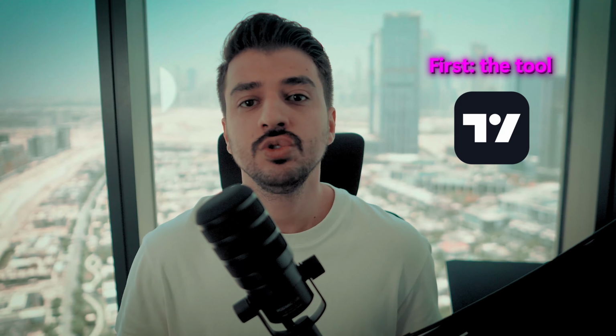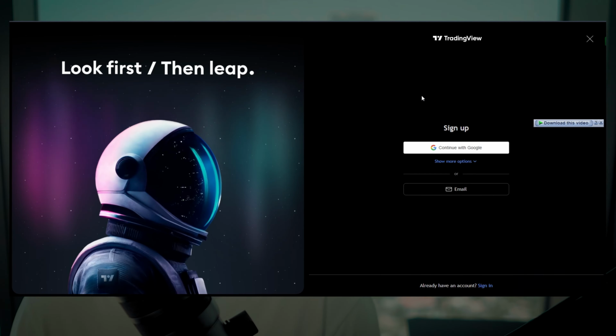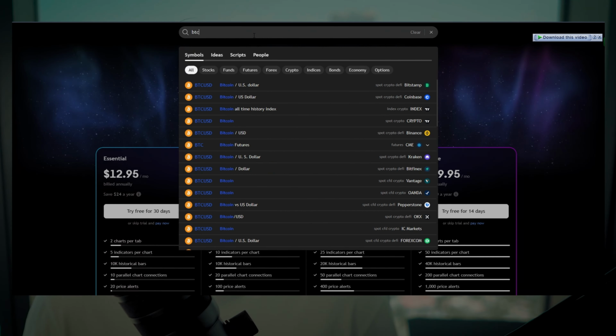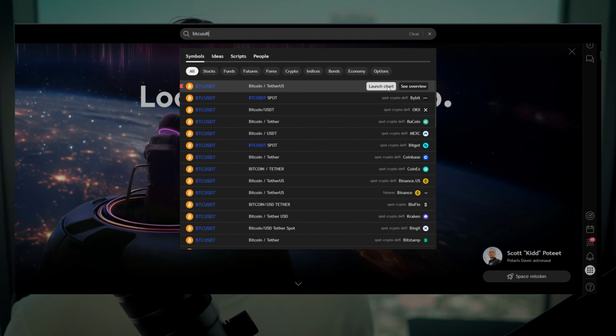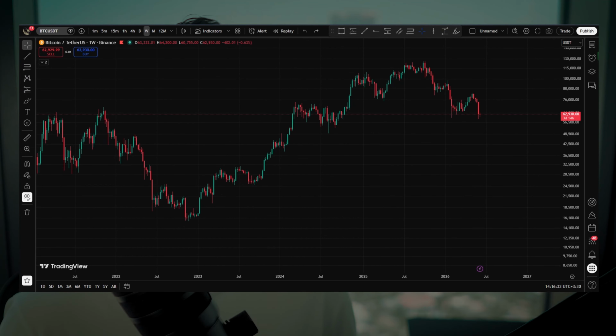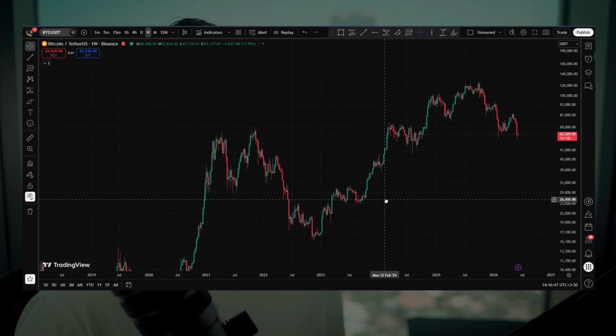It's free, it's used by professionals, it's the standard. Go to tradingview.com, make a free account. In the top search bar, type BTC USDT and pick the chart of a major exchange, Binance, Coinbase, or Bitstamp. Any of these are fine.